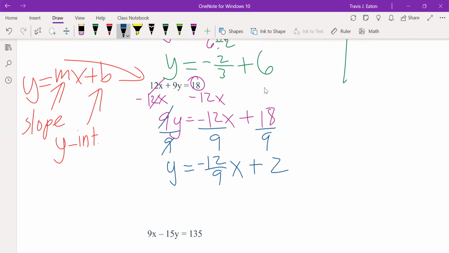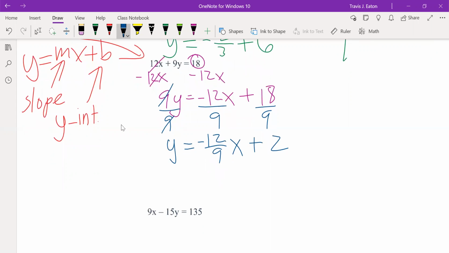Now, we are almost there. The reason I say almost is because our slope, the coefficient of x right here, cannot be in an unsimplified form. So we want to make sure that we simplify that fraction if we end up with a fraction. So we have to find the greatest common factor of 12 and 9. And in this case, I believe that greatest common factor is 3. So we divide each of those by 3.